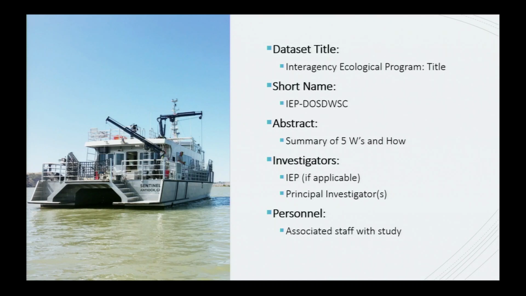So for your dataset title, if it is IEP affiliated, which I think is most of you here, that's why you're here, we recommend starting your dataset title with Interagency Ecological Program, then your study. You want it to be really specific, more than 5 words. And then you can also have a shortened name. For my study, I have IEP, and my study is the Dissolved Oxygen Stockton Deepwater Ship Channel Study. So it's an acronym for a really long title.